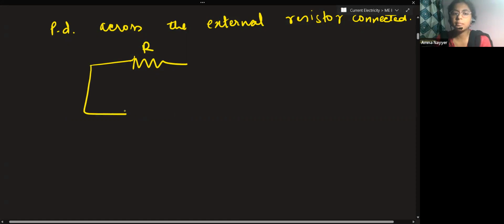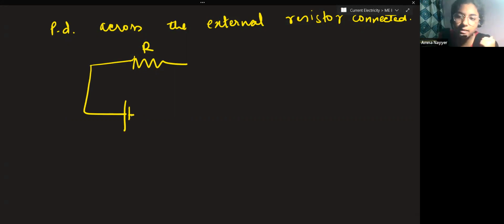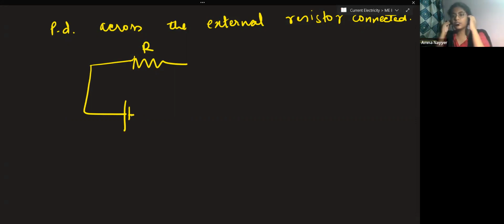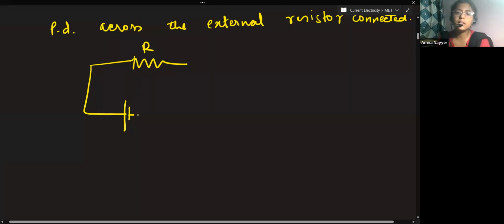Then we have a battery. And one thing, class: the internal resistance of the cell. It's the resistance that is present inside this cell, inside this battery. So how can we show it? Obviously, it's not possible to show the inside of the cell. So what we do, we just draw this resistor in very close proximity of this, like this. This shows that this is the internal resistance.